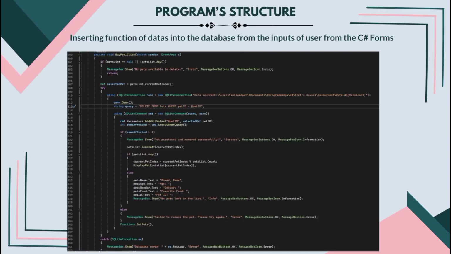Hello, I'm John Oliver Valenzuela, and I'm going to discuss our project's program structure. So here in the picture is a function or method that deletes a pet from the database. This demonstrates the delete functionality, one of the CRUD operations. We also had a similar method that inserts data to the database and displays it in the homepage.